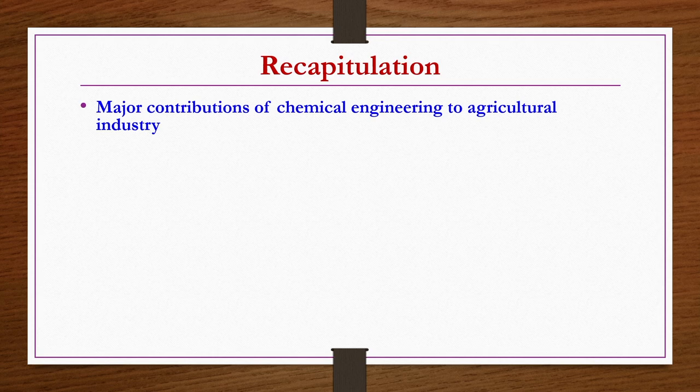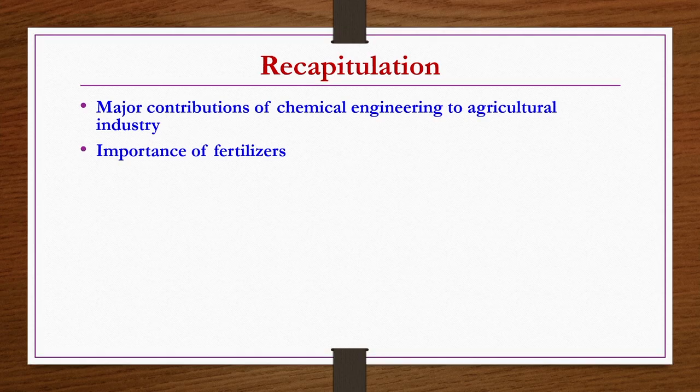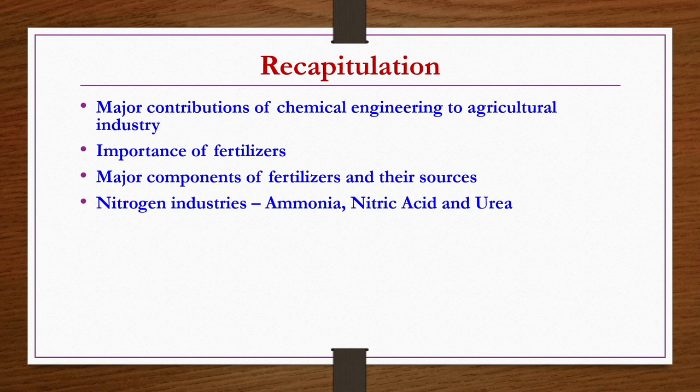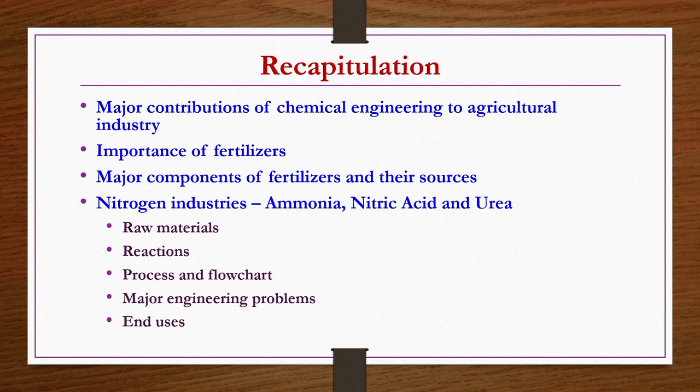We started our discussion with nitrogen fertilizers, but before going into them directly, we discussed the importance of fertilizers, especially towards the growth of plants, seed formation, and fruit formation. Then we discussed the components of fertilizers and their sources. Then we started nitrogen fertilizer industries, where we discussed manufacturing of ammonia, nitric acid and urea. For each of these three components, we have seen their raw materials, reactions, process and flowchart, major engineering problems and end uses.